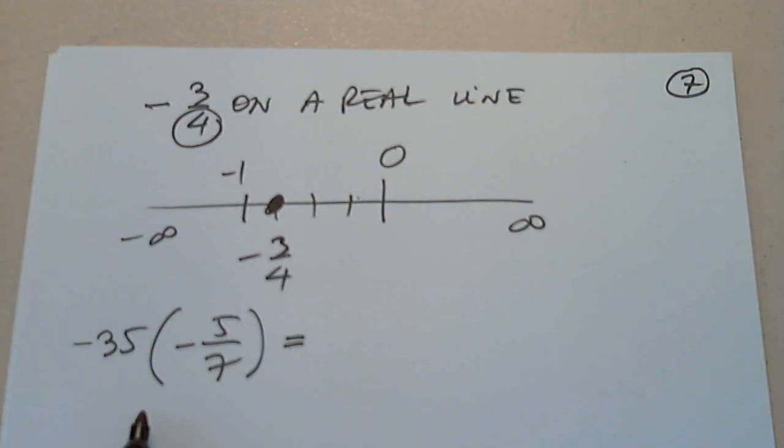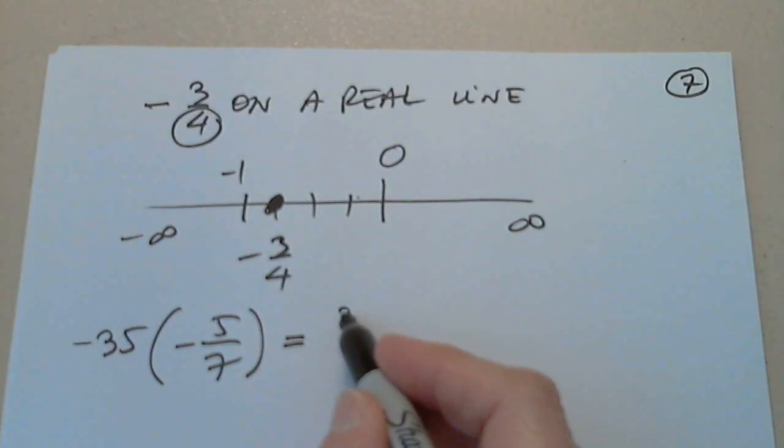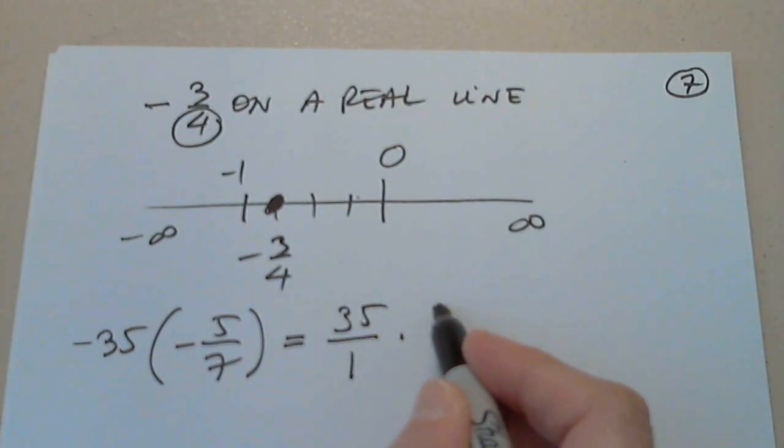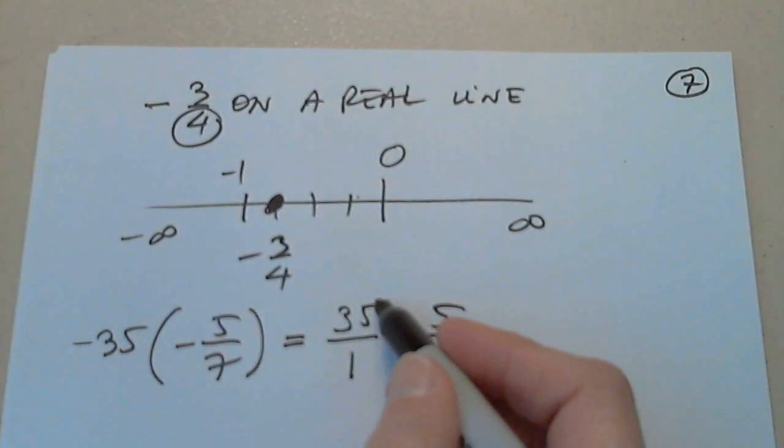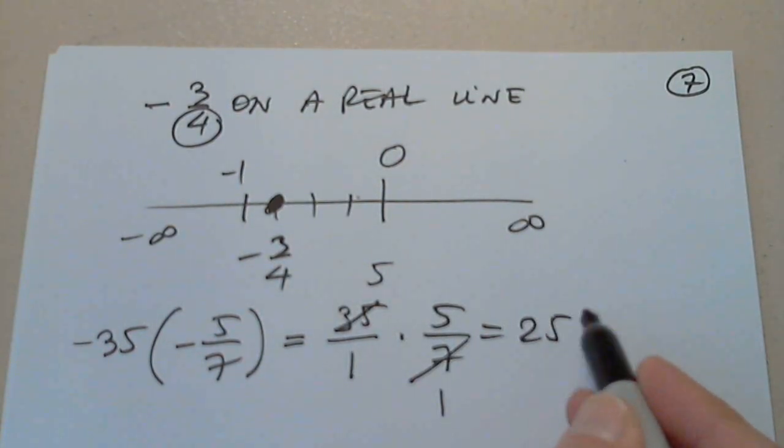Here, I would have definitely taken care of the sign first. A negative times a negative is positive. So then I'm really multiplying 35/1 by 5/7. I'll simplify by 7 before I multiply, and I get the answer to be 25.